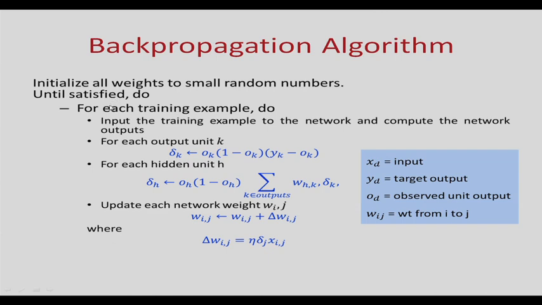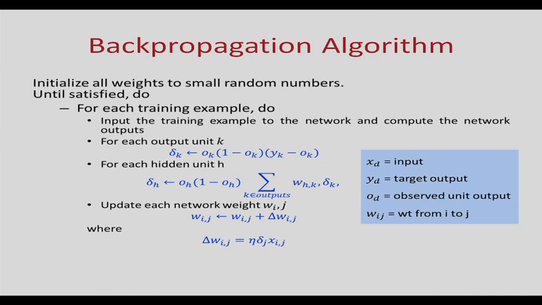Until satisfied, you have a set of training examples; you input the first training example to the network and compute the network output. So, you give x, you find y. Now, for each x you find O: you give x1, you find O1; you give x2, you find O2. Now, for each output unit k, you may have only one output or multiple outputs. For each output unit k, you compute delta k at the output layer as Ok times (1 minus Ok) times (yk minus Ok).